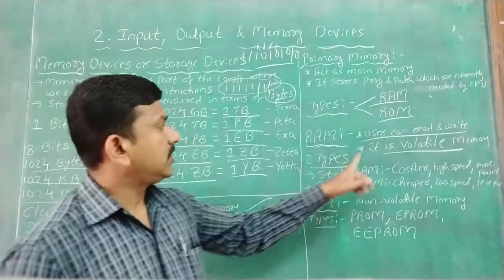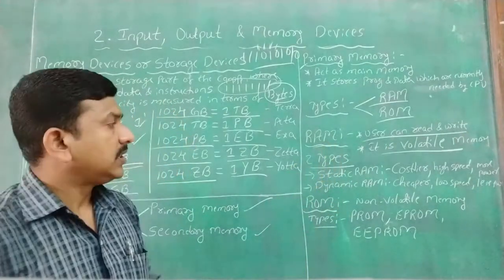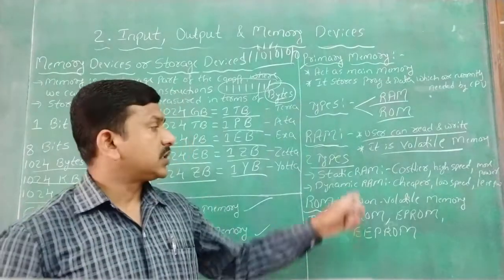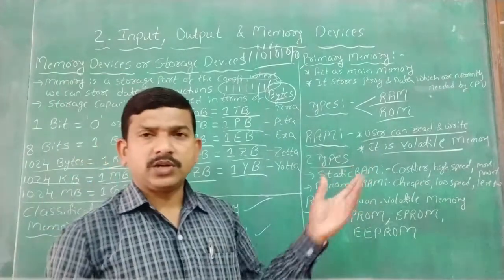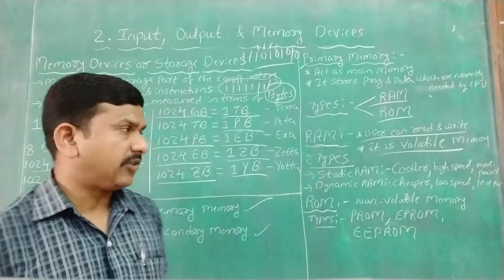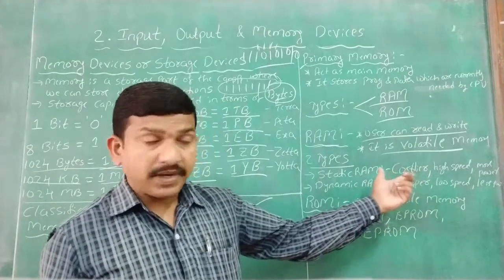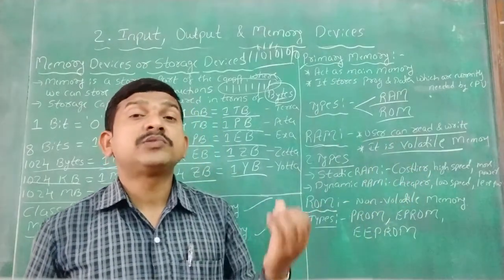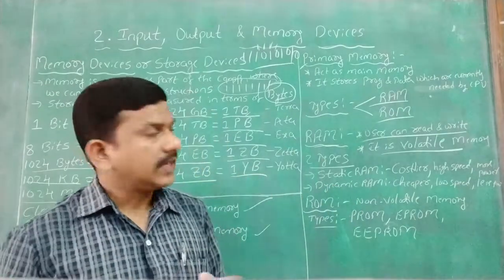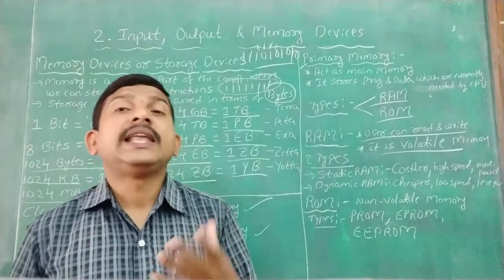Is it clear? So this is some introduction about RAM. There are two types of RAM: the first one is static RAM and the second one is dynamic RAM. Both are similar, but they differ in price and capacity. Static RAM is a little bit costlier, high speed RAM, and it consumes more power. Dynamic RAM is cheaper, lower speed, and consumes less power.